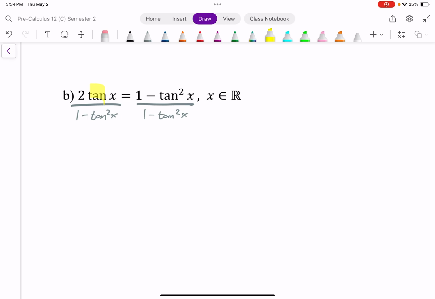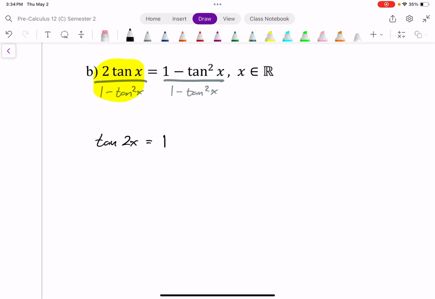I realize that what I'm highlighting is the double angle identity for tangent. And so instead of writing 2 tan x over 1 minus tan squared x, I'm going to write it as just the tangent of 2x. On the other side, I have 1 minus tan squared x divided by itself, so that equals 1. All right, so how do I solve this?